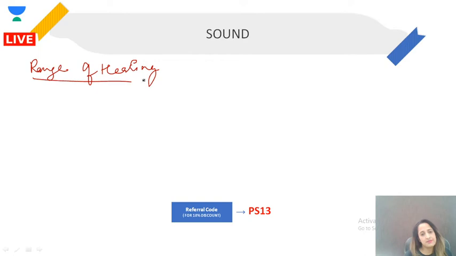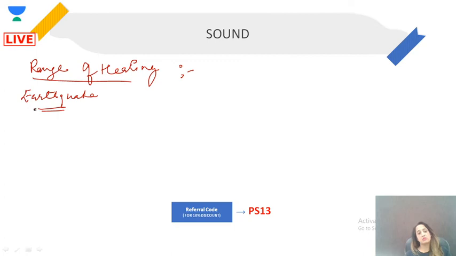So you must have seen, when there is an earthquake, right? Some of the animals start moving around, right? Because they can hear those what we call ultrasonic or infrasonic sound waves which are being produced.